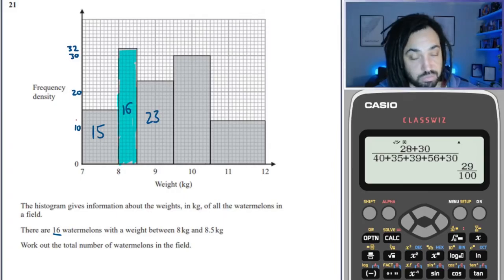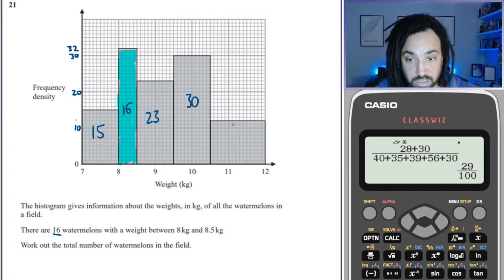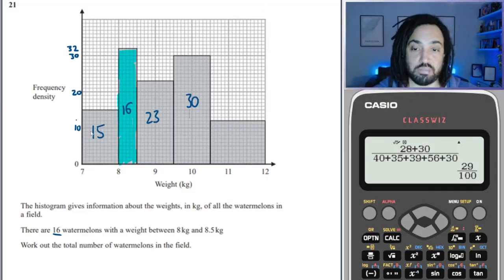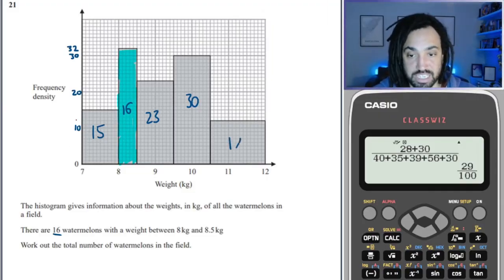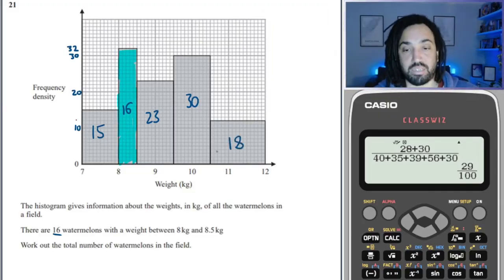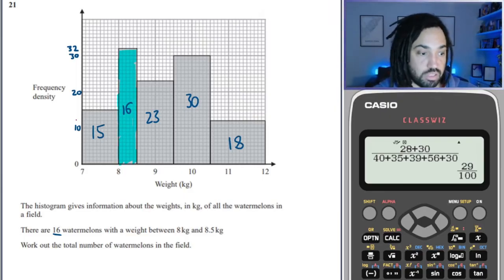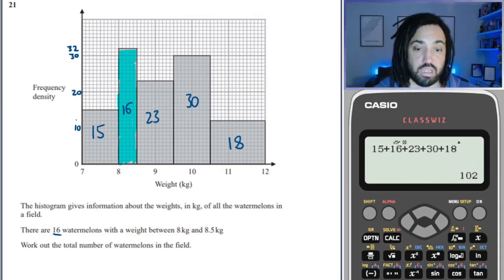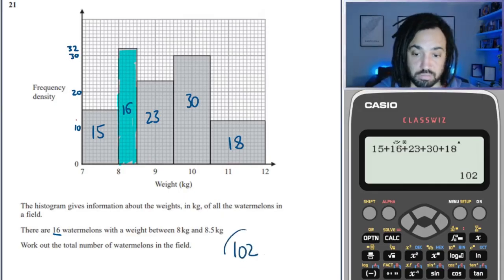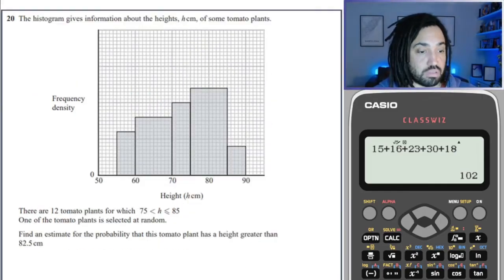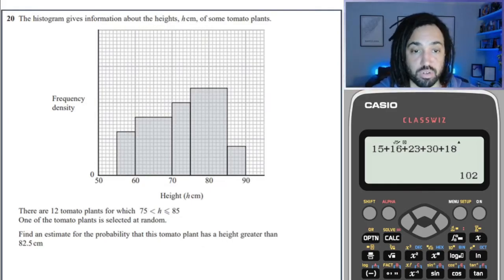This is also 1, 9.5 to 10.5, and it's got a height of 30, so that's just 1 times 30. And this one is 1.5, and it has a height of 12. So 1.5 times 12 is 18. Fine. So the total watermelons in the field is just the sum of all of these, which equals 102. Job done.